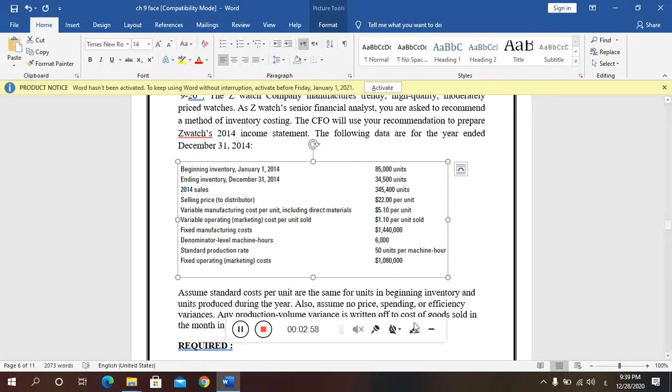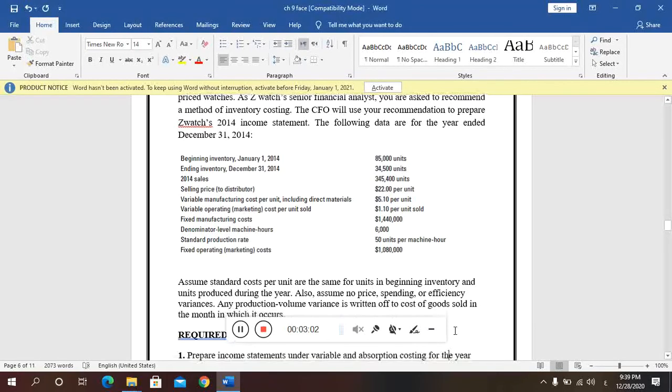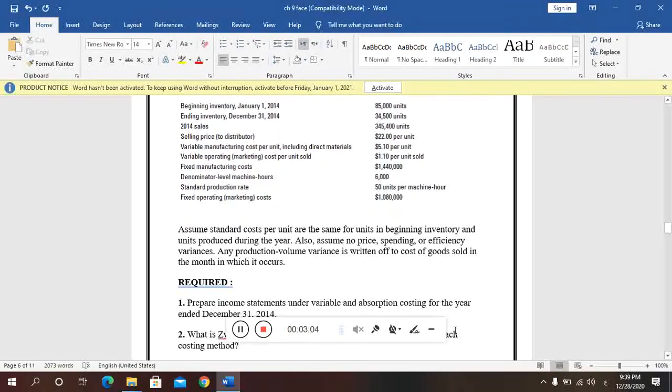Assume standard cost per unit is the same for the units in beginning inventory and units produced during the year. Also assume no price, spending or efficiency variances, and any production volume variance is written off to cost of goods sold in the month in which it occurs. Required: prepare the income statement under the variable and absorption costing methods.